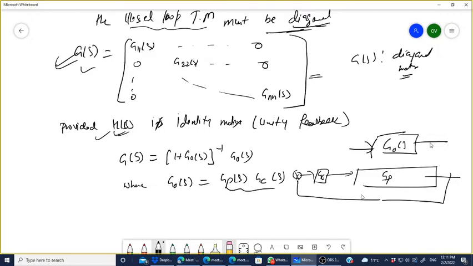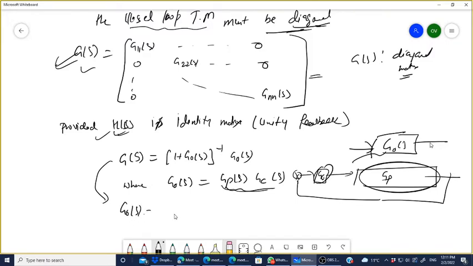Yes or no? Yes, sir. So this G naught is the multiplication of the controller and the GPS. So this is given like this. Is it clear? Yes, sir. Okay.